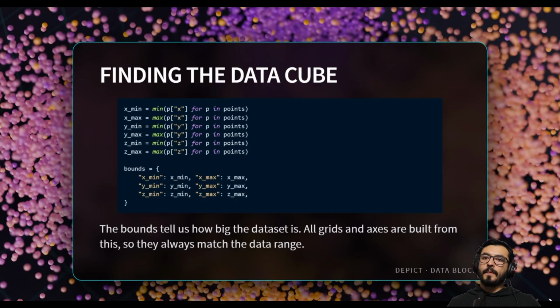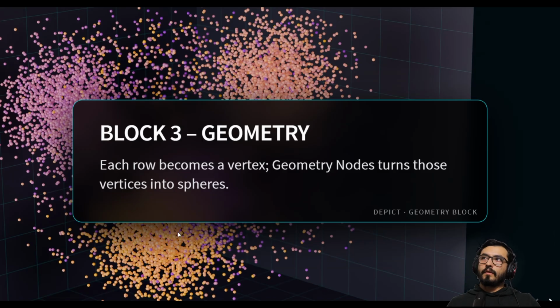So as you see, it's quite easy. We are already computing some things that we will need in the construction of our scene without needing a specific add-on. The third block then is the geometry.